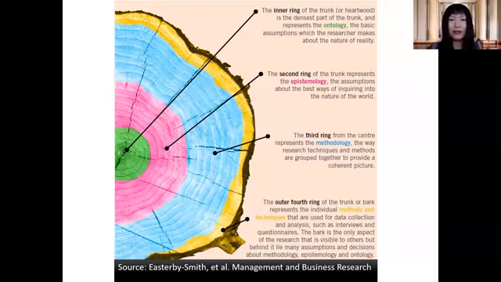And finally, the method, the bark part, the very outside ring of the tree trunk. The method is the actual method or technique that you would use to conduct research, things like surveys, questionnaires, interviews. These are the actual techniques, the very outside layer. I hope this starts to make some sense to you about the relationship of these four very important concepts.